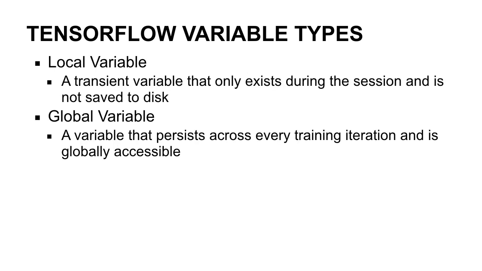You also have the local variables. These variables are transient variables that only exist for the duration of the session and therefore are not saved to disk. Finally, you've got the global variables. These variables persist across every training iteration and are globally accessible.